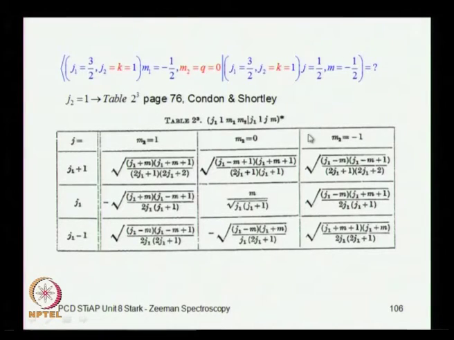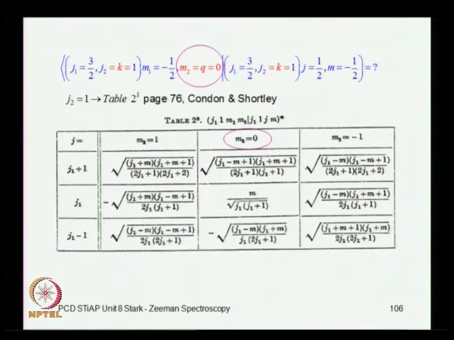So, you use everything that you have learned and put it all together. You have this table 2 for J2 equal to 1, and we have got all the necessary quantum numbers. We have M2 equal to 0. So, M2 equal to 0 means that you should use this middle column here. And what else do we have?